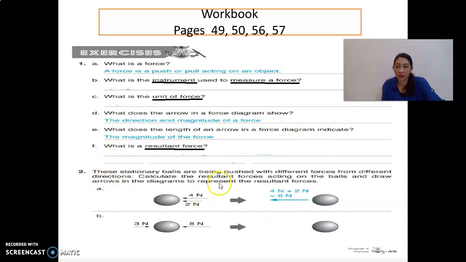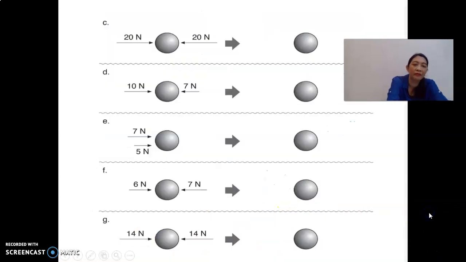So number 2 is right. Where is the greater force? This is not letter A. This is the example. So the greater force is going to the left. So the arrow is going to the left. So 4 Newton plus 2 Newton equals 6 Newton. So the arrow is here. So answer letter B, letter C, D, E, F, and G.